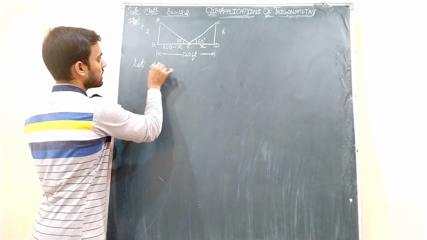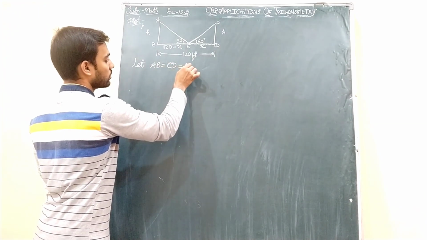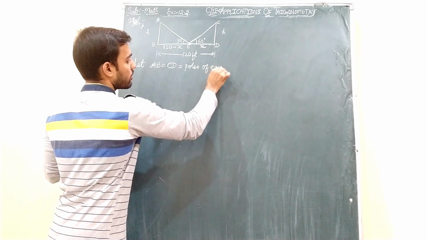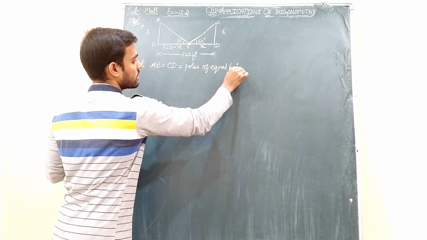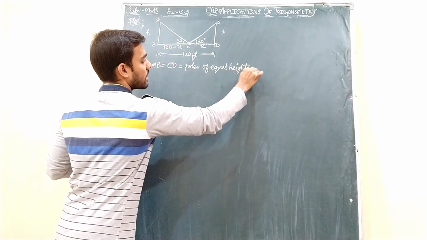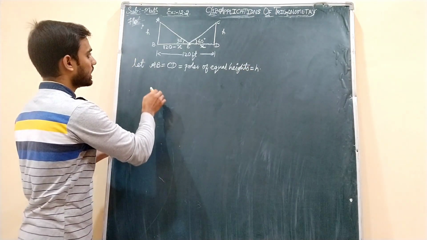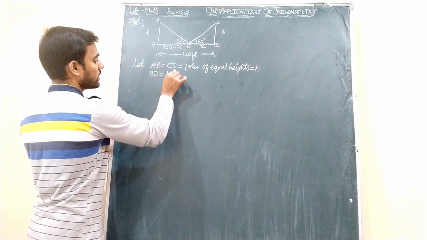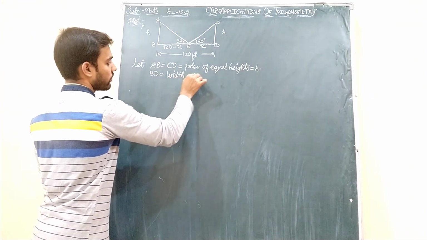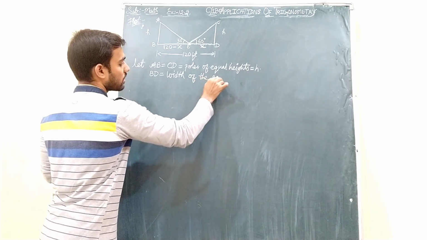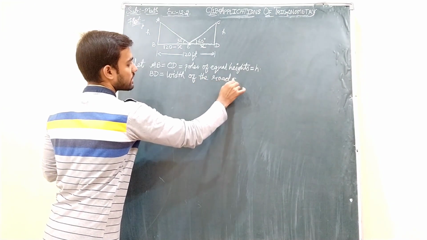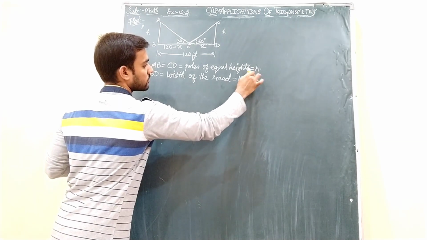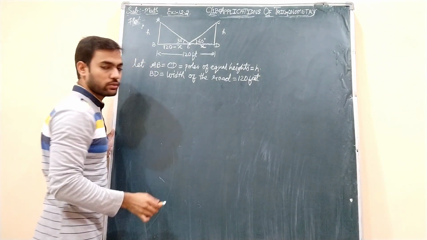Now write the considerations. Let AB equal CD be the poles of equal heights, and we have taken them as H. Next, BD is the width of the road, which is 120 feet. Right, students?